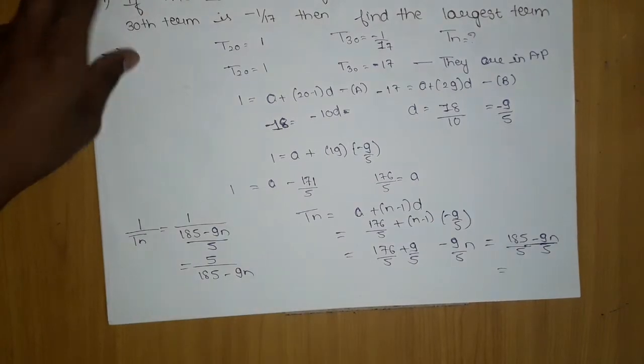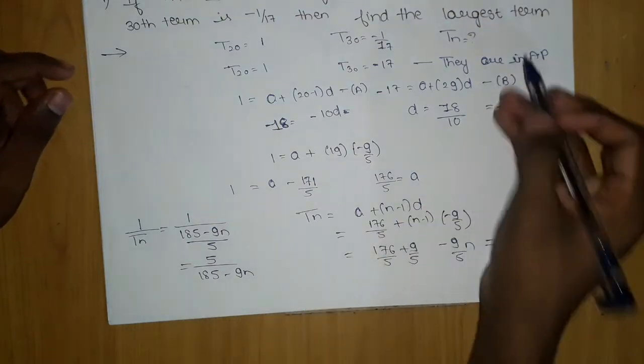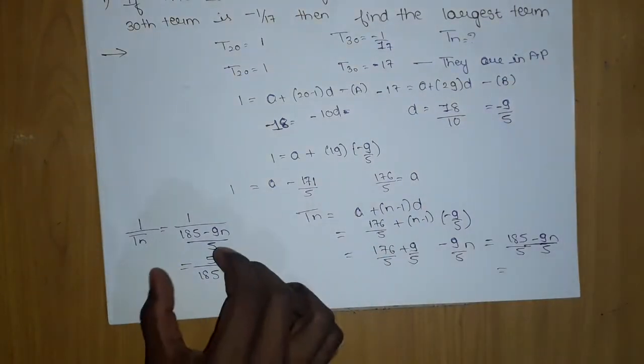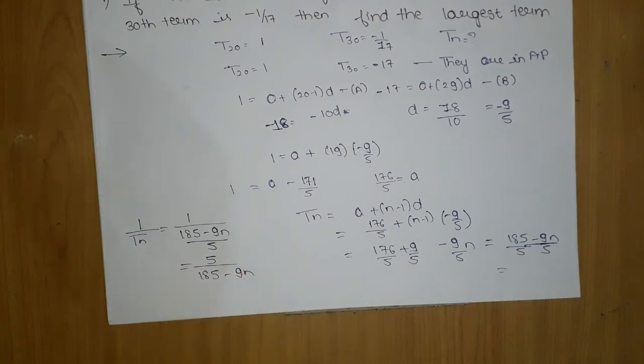Now here you can clearly see at what n the largest term will be. To get the largest term I need to minimize this denominator. The less the denominator, the higher is the Tn term. I hope you understand what I mean. So at what n will you get the least?